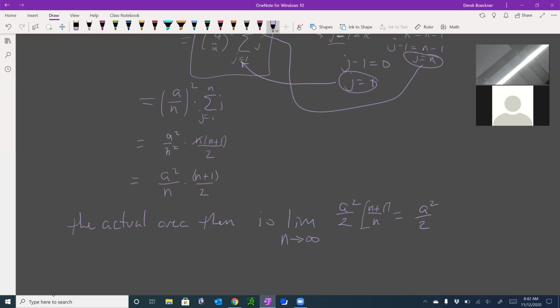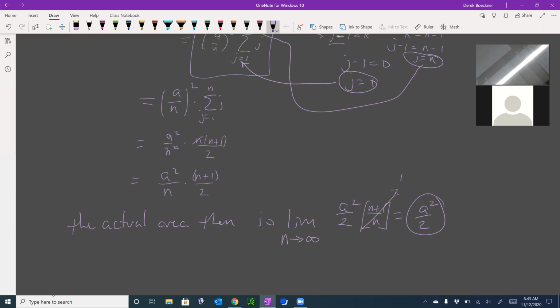This thing goes to 1, right? And that's good because we wanted a squared over 2 to be our area, because that's what we know the area is by just regular geometry rather than calculus.